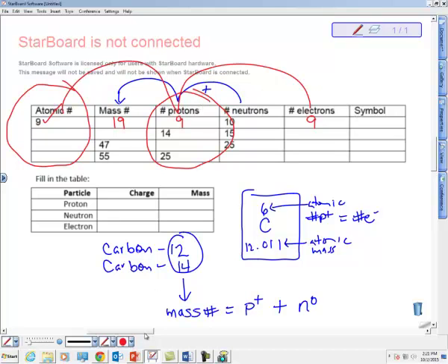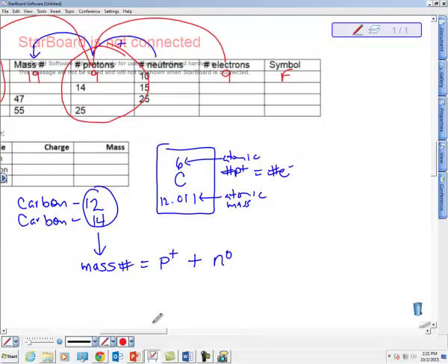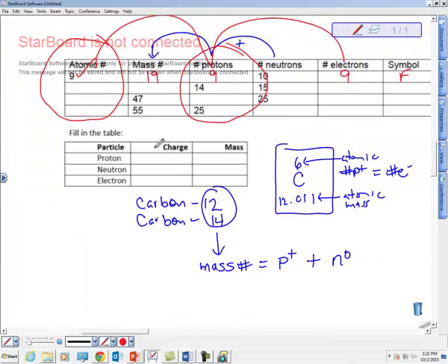And that element would be fluorine. And the symbol for fluorine is a capital F. Alright. Now the next little table here, we're looking for the charge and the mass of these various particles.